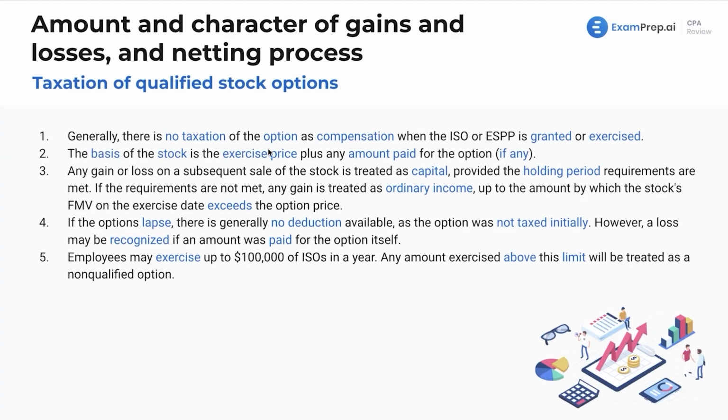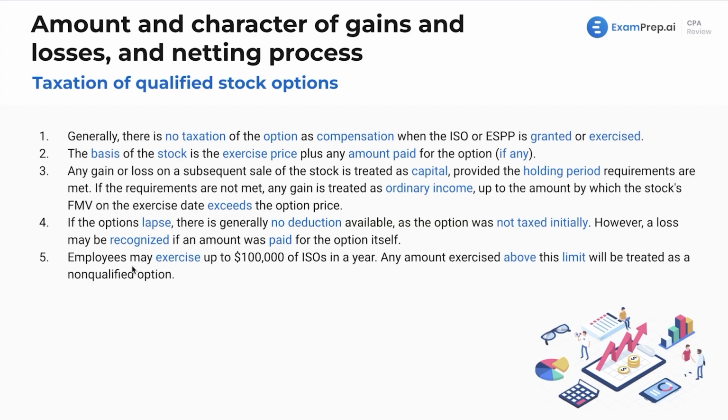Generally, no taxation of the option as compensation when the ISO or ESPP is granted or exercised. The basis of the stock is the exercise price plus any amount paid for the option, if there is any. Any gain or loss on a subsequent sale of the stock is treated as capital, providing the holding period requirements are met. If the requirements are not met, any gain is treated as ordinary income up to the amount by which the stock's fair market value on the exercise date exceeds the option price. And then number 4, if the options lapse, there is generally no deduction available as the option was not taxed initially. However, a loss may be recognized if an amount was paid for the option itself.